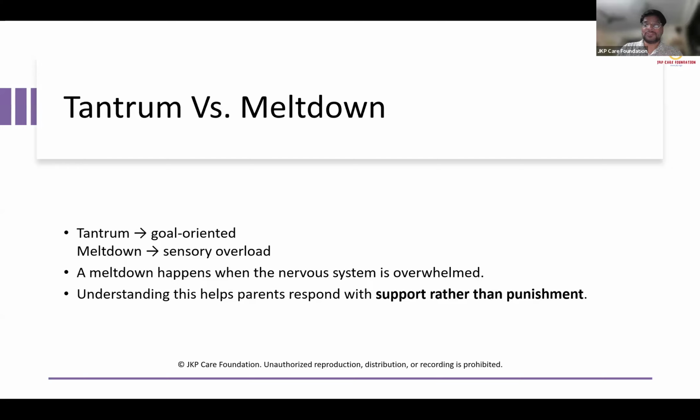Tantrums and meltdowns, two examples. How do I differentiate? Tantrums are goal oriented. I want a chocolate at a shop. I start crying, screaming, I lie down on the floor, I refuse to come out of the store before buying the chocolate. That is goal driven. The moment you give the chocolate, I'm happy. My crying and everything, all the tantrum stops.